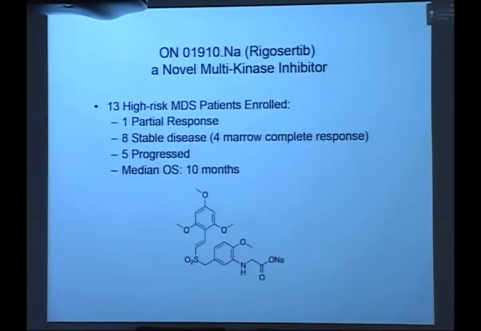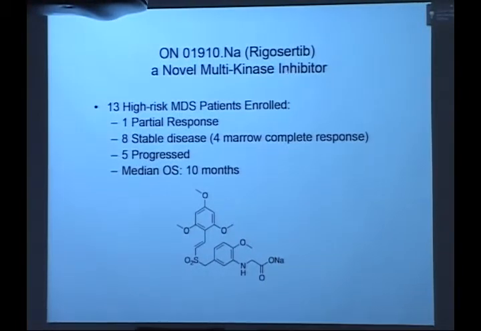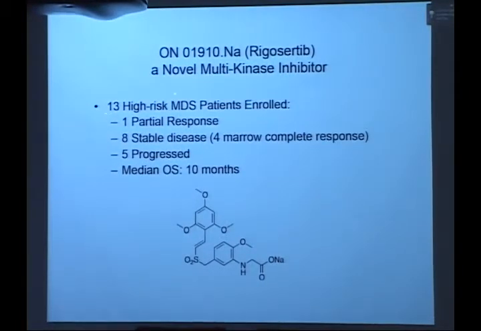Here's another example. This is a drug now called rigosertib, and it's a multi-kinase inhibitor, which basically inhibits polo-like kinase 1 as well as PI3 kinase. This was a clinical trial done here at Stanford by Peter Greenberg in hematology, and he enrolled 13 high-risk patients with myelodysplastic syndrome. These patients have a disorder of their bone marrow, and the bone marrow cells can't make adequate red blood cells, and the patients are anemic, and often they progress to full-out leukemia.